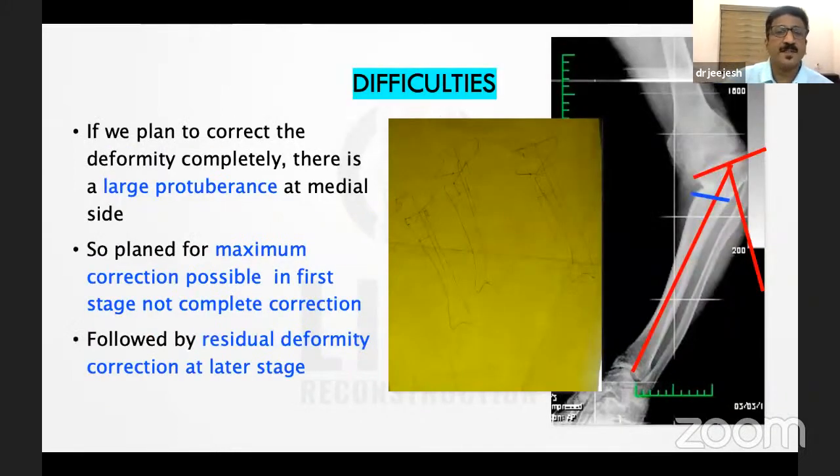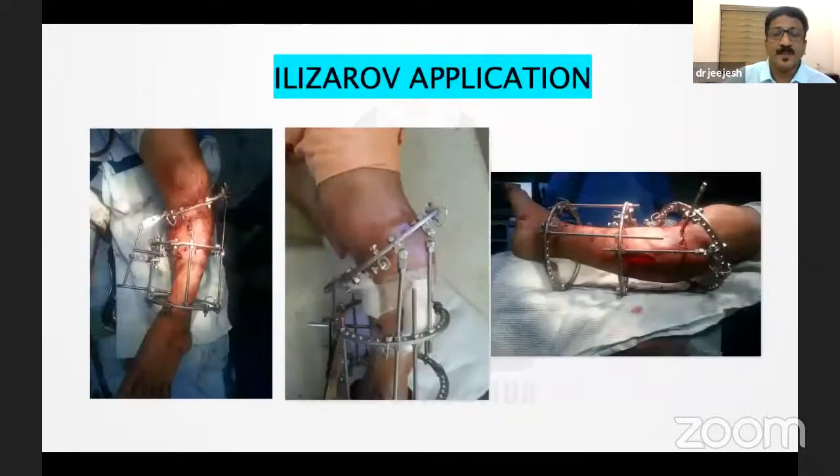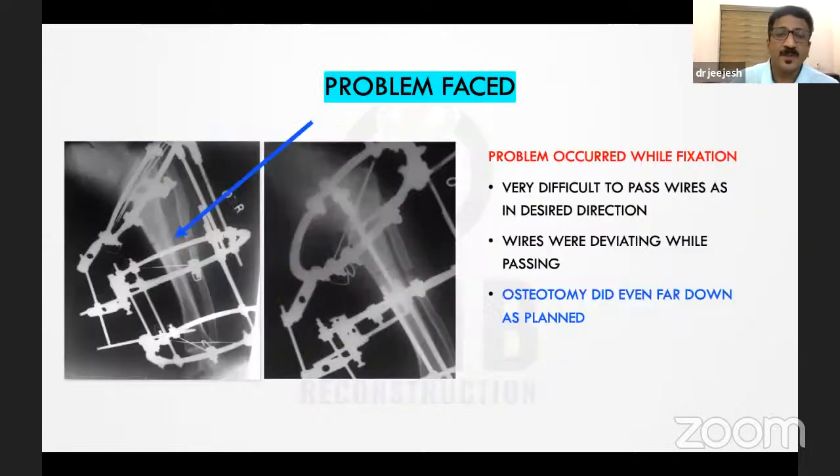So these are the difficulties. If we plan to correct the deformity completely, there is a large chance of large protrusions on the medial side, which can cause problems while correcting. So I decided to do the maximum correction possible in the first stage, then plan the residual deformity correction at a later stage. So I applied the Ilizarov according to the plan, a pre-constructed frame applied with the hinge position in the oblique plane, and the osteotomy was done below that. My osteotomy was planned just above, but because of some problems, I could only do the osteotomy below.